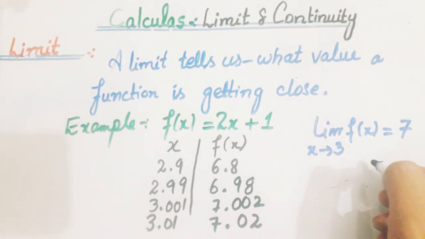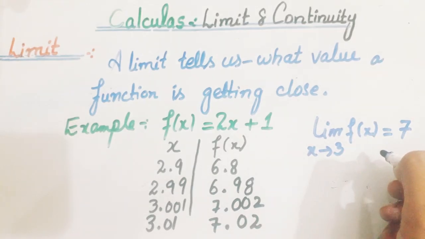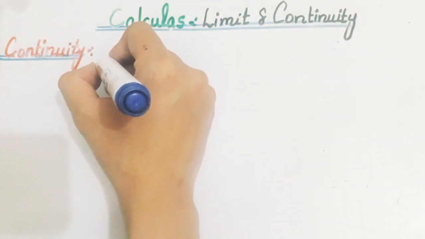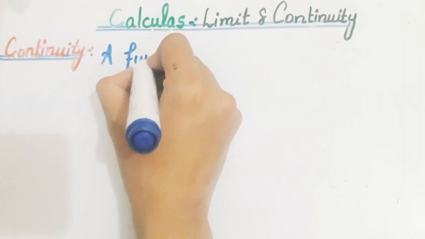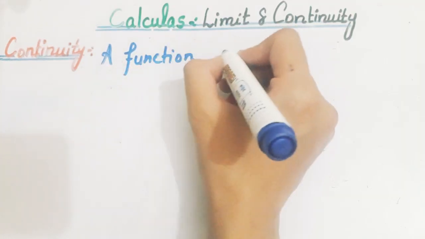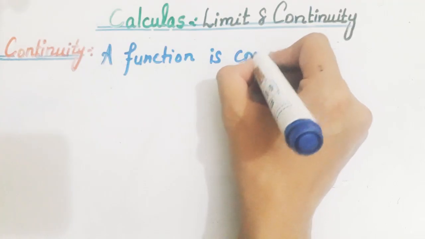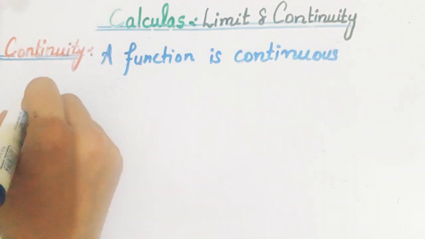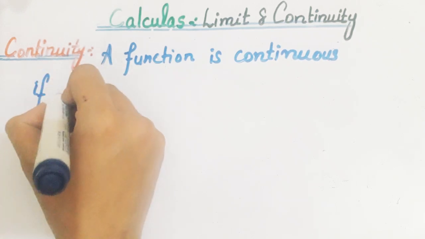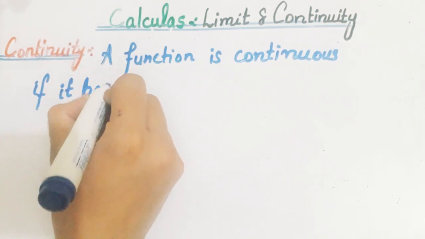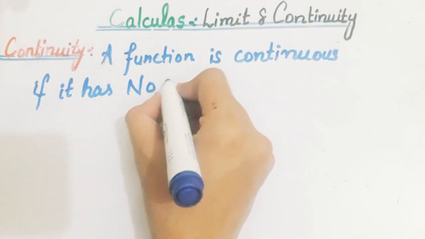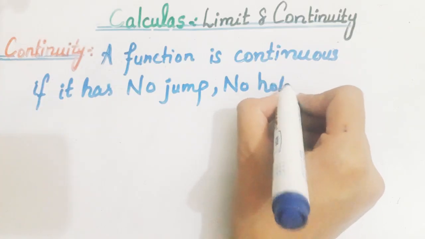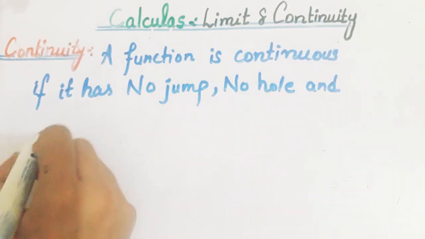Now I will explain the concept of continuity. Now I will explain to you what is continuity in a very easy and simple way. A function is continuous if it has no jump, no hole and no break.